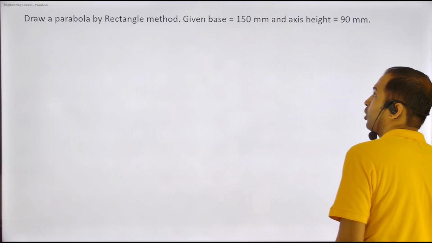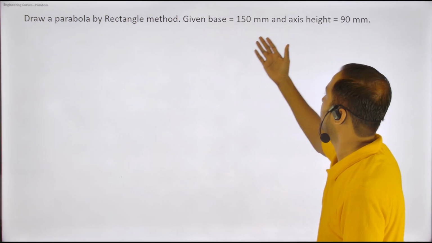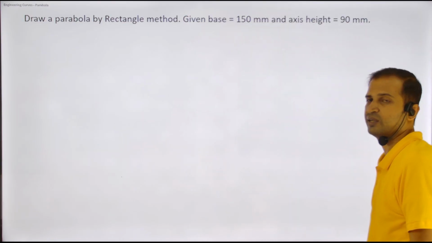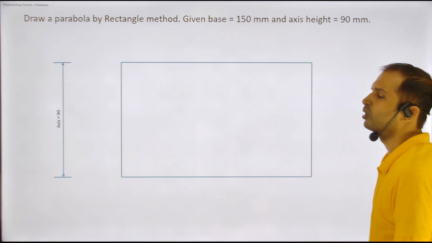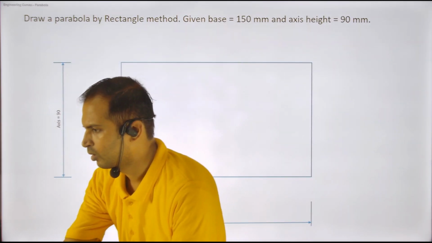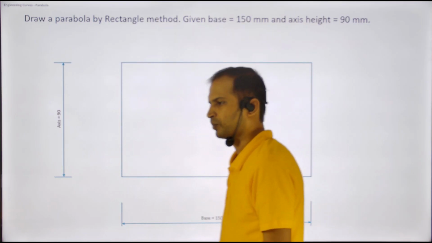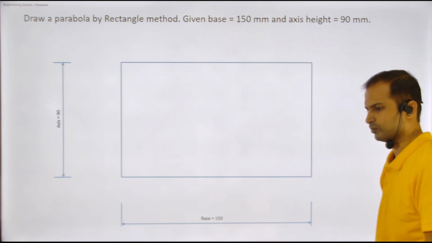Okay, so draw a parabola by the rectangle method. Now they have specified the method. Given base is 150, axis is 90. So let us draw a rectangle first with the given dimensions. Then you divide the rectangle. We'll name them.